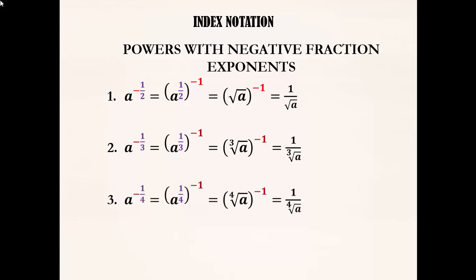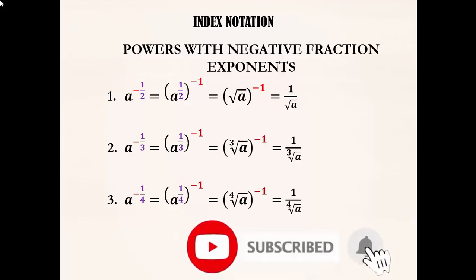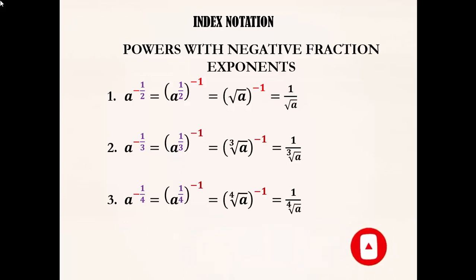A to the power negative 1/4 can also be written as a to the power 1/4 all raised to the power negative 1. This is the same as saying that the 4th root of a all raised to the power negative 1, which is also the same as the reciprocal of the 4th root of a, and that is going to be equal to 1 over the 4th root of a. Once again, you realize that the negative 1 as the exponent simply means we take the reciprocal of whatever is the base, and that is the 4th root of a.